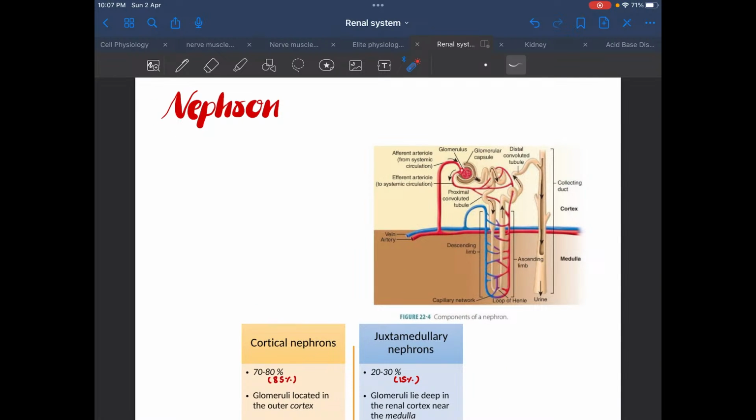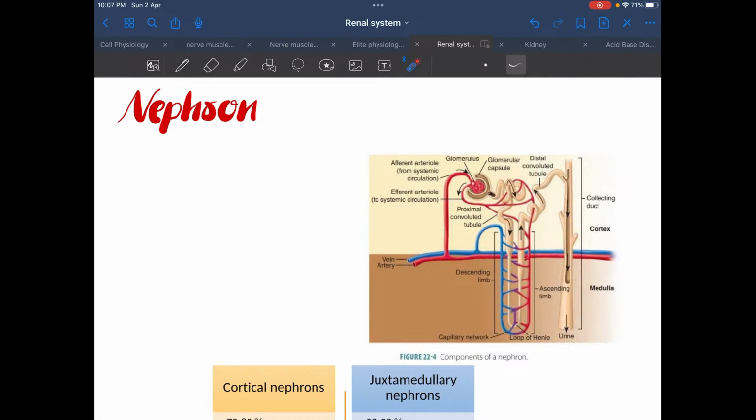Let's move in front. So this is the particular structure of a nephron. As we saw, we have the afferent arteriole, we have the efferent arteriole exiting, we have the glomerular capsule over here, we have the proximal convoluted tubule over here, and right now we'll be discussing over this. This is the loop of Henle, and this is the thin descending limb, and this is a thick ascending limb. Sometimes we even have a thin ascending limb, and we'll be discussing the differences between a cortical nephron and the juxtamedullary nephron, where things will be much clearer.